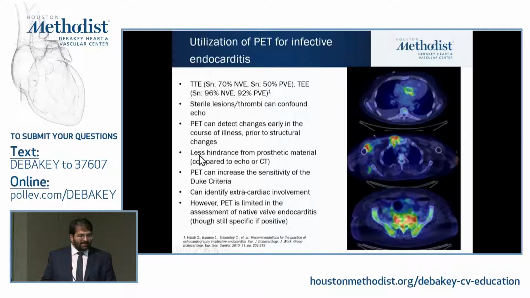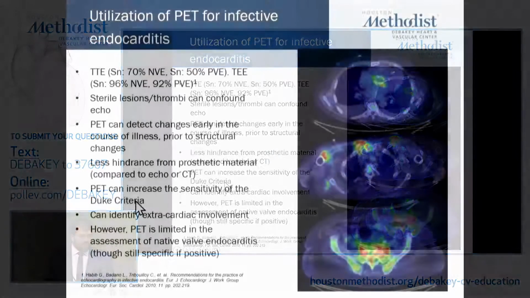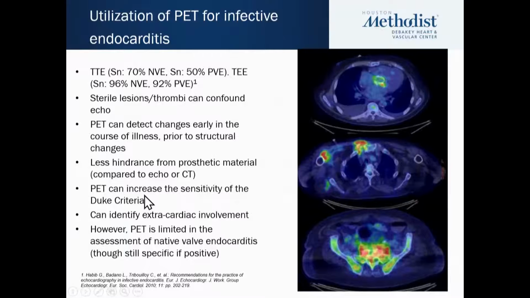So just some of the highlights: less hindrance from prosthetic material like echo and CT. It increases the sensitivity of the Duke criteria without decreasing the specificity. And it can help identify extracardiac involvement. So some examples here, this is not from our hospital, but there is septic emboli that seem to have gone to the lumbar spine here, to the chest and the shoulder, the sternoclavicular joint and the shoulder joint. So this is more akin to what Dr. Zogby was alluding to. When we see septic emboli or abnormal uptake, it usually looks like this.